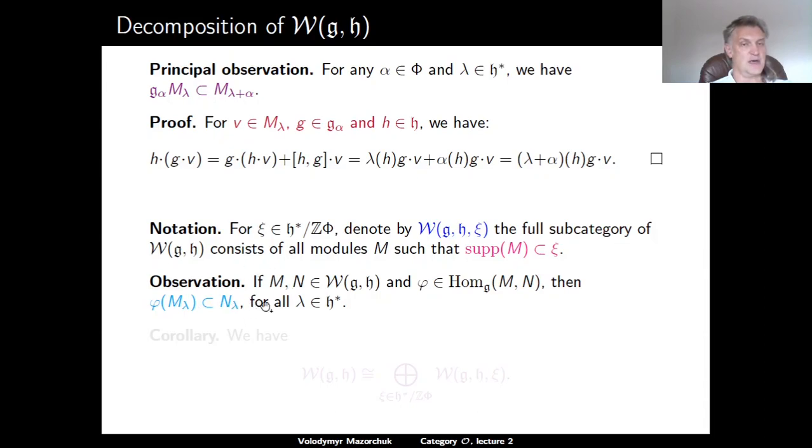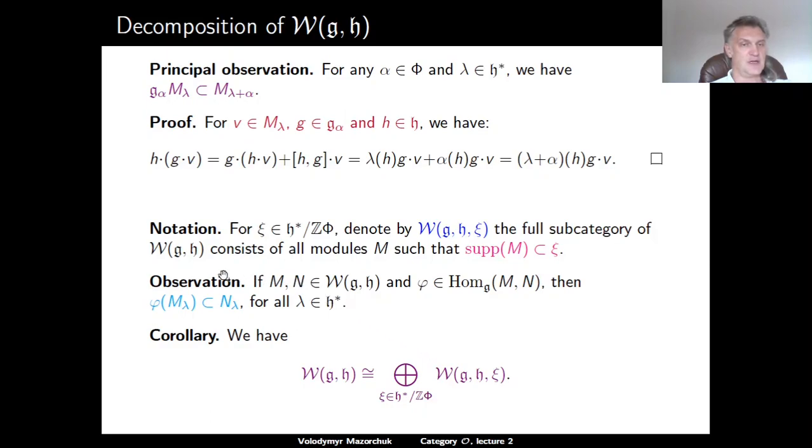Taking this into account, we have the following corollary. The category WGH decomposes as a direct sum of subcategories WGH psi, where psi runs through the set of all cosets of H star modulo the additive subgroup generated by all roots.